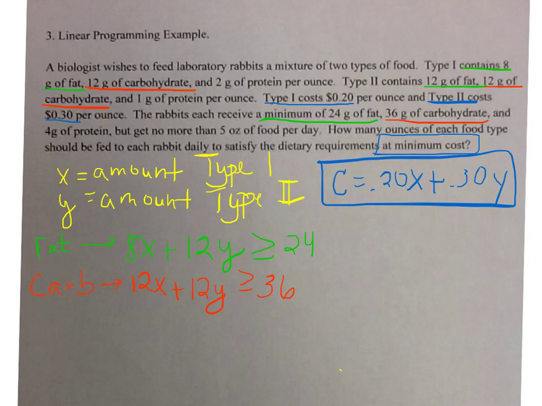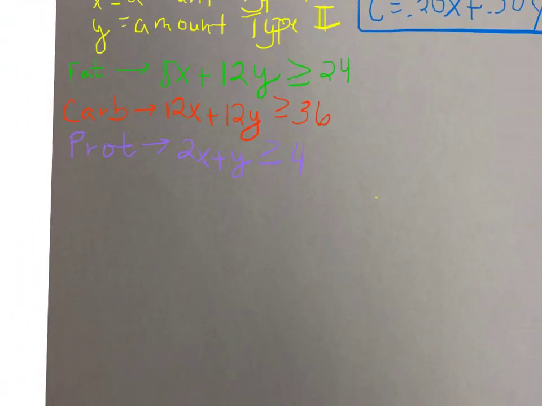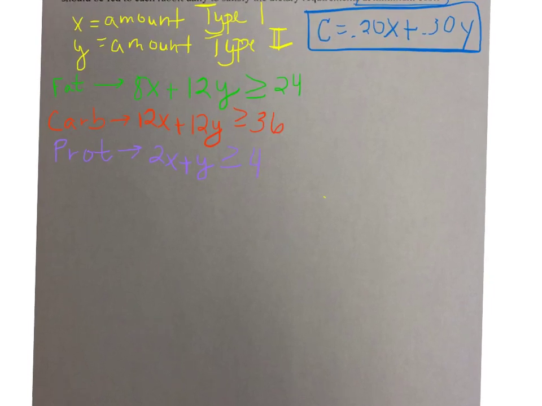Okay, all right, let's do one more. I think you're probably getting the hang of it. So the protein one then is going to be 2x plus 1y greater than or equal to 4. Okay, now here's how we solve these. We need to graph all 3 inequalities on the same axis. And when I do that, they're all going to be shaded because they're all inequalities, so it's going to be above for all of them.